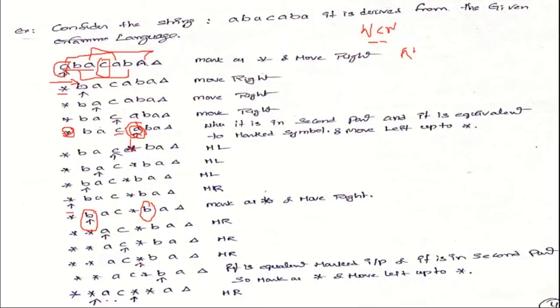The next input symbol is star; it is also not useful. The next input symbol is B. This B occurred as the second input symbol after C, and previously we marked B as star, which was the second input symbol from the first half of the string. The second input symbol from the second half of the string tallies with it; both are the same. So now we convert this B to star and then move left to check the third input symbol.